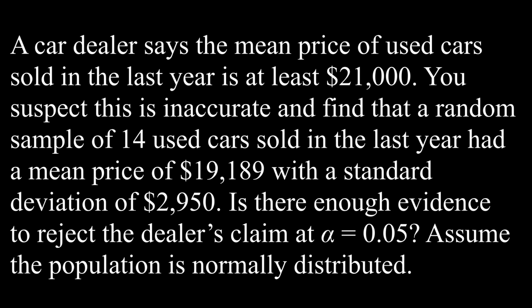So for our first example, we have that a car dealer says the mean price of used cars sold in the last year is at least $21,000. You suspect this is inaccurate and find that a random sample of 14 used cars sold in the last year had a mean price of $19,189 with a standard deviation of $29.50. Is there enough evidence to reject the dealer's claim at alpha equals 5%, assuming that the population is normally distributed?